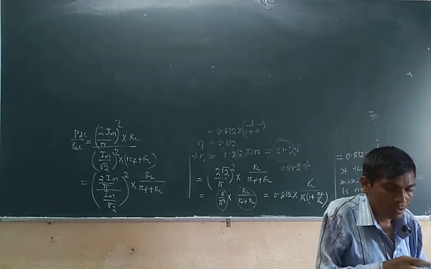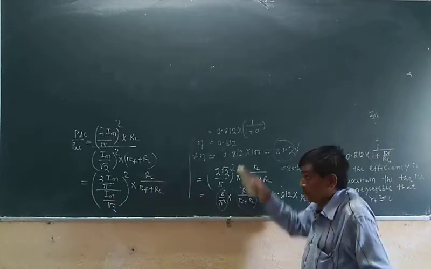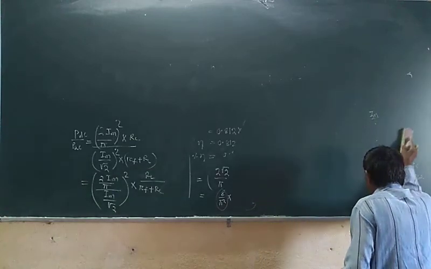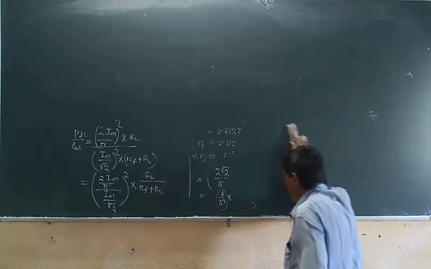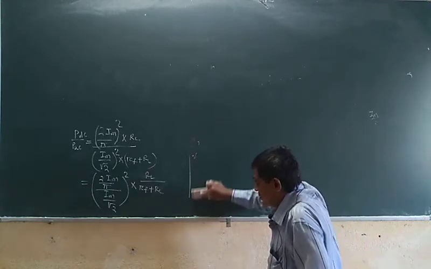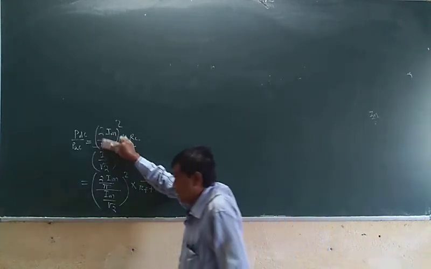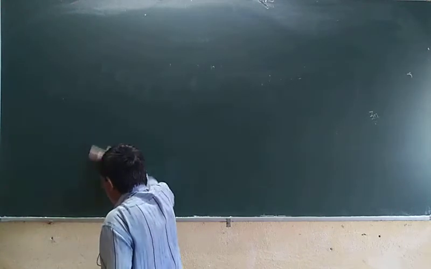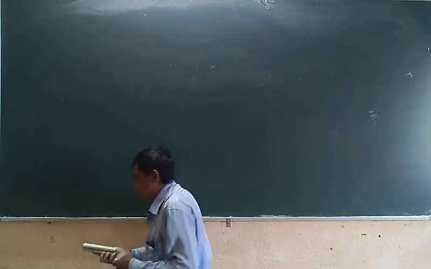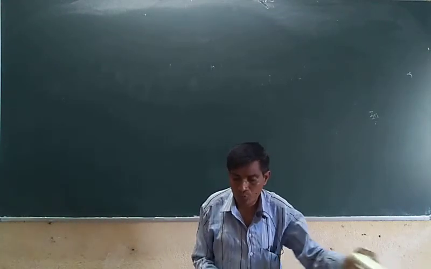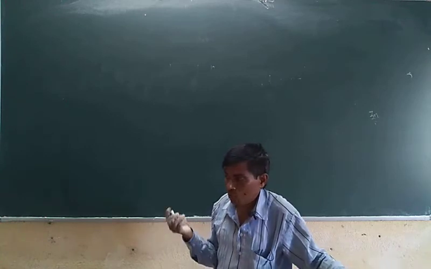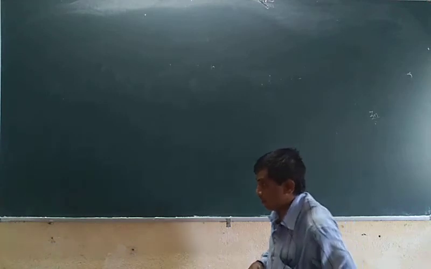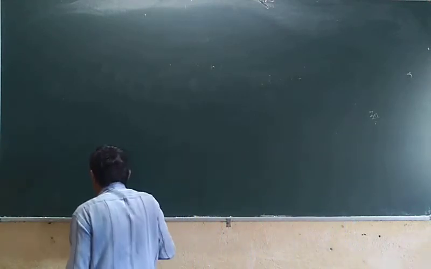Now the analysis of the full wave rectifier is also over. Then we start another rectifier circuit, that is the bridge rectifier. Now the bridge rectifier is a full wave rectifier circuit. Full wave rectifier circuits are of two types: center tap full wave and bridge rectifier. Now we discuss the bridge rectifier.